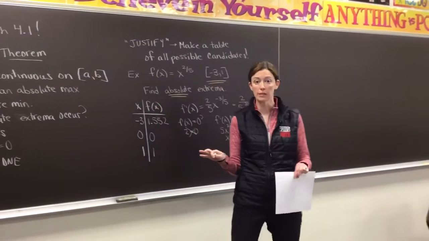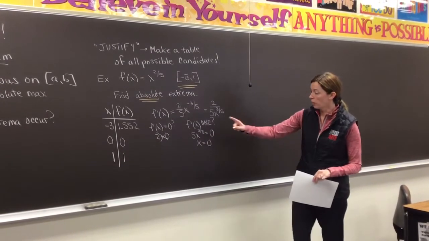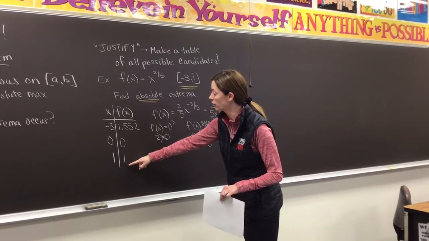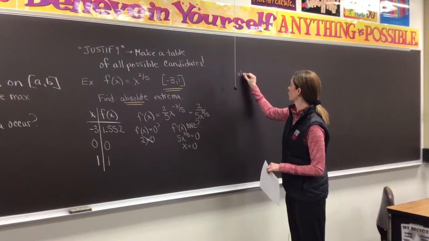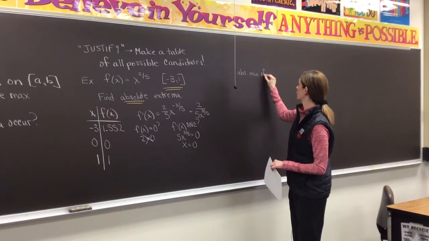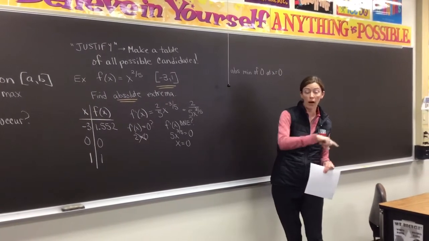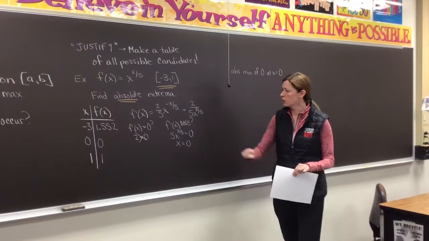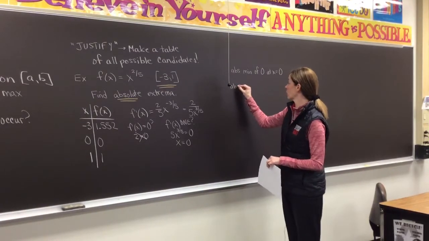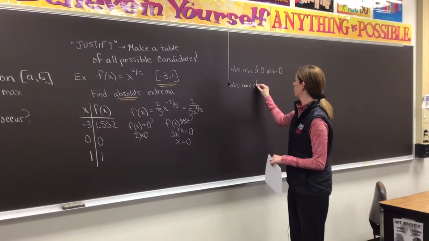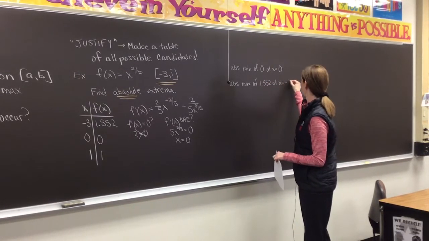After you've looked at all the possibilities in your table, it's time to come to a decision. Remember that phrase from the last video? Well, who's my absolute lowest value? Looks like 0 is the winner. I have an absolute minimum of 0 at x equals 0. That answers the what, the where, the why, the value, all the questions you need. Which one's my biggest value? 1.552. So I have an absolute max of 1.552 at x equals -3.